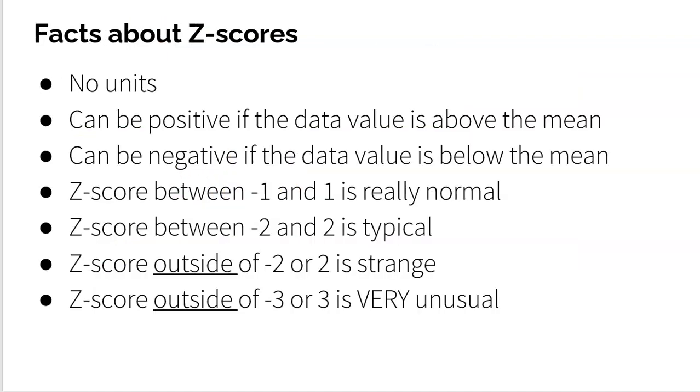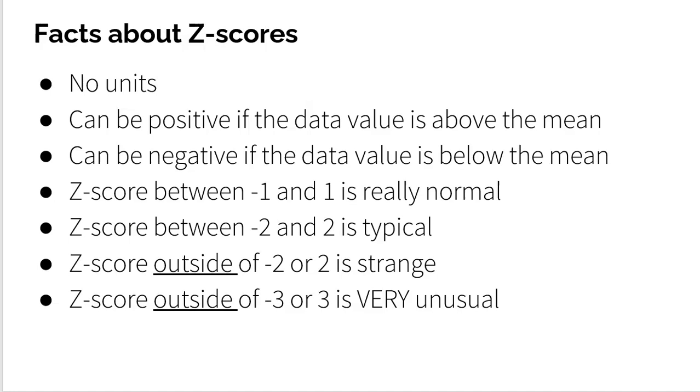Let's talk about a couple facts about z-scores. First off, they have no units, because in the numerator, you are in the same unit as your problem. So maybe I'm 150 pounds, I subtract the mean of 120 pounds, I get 30 pounds, okay? The standard deviation is also measured in pounds, so when you divide, that unit is going to cancel away. So there are no units on z-scores. It can be positive if your data value is above the mean. If you're above the mean, you're going to have a positive z-score. If you're below the mean, you're going to have a negative z-score.